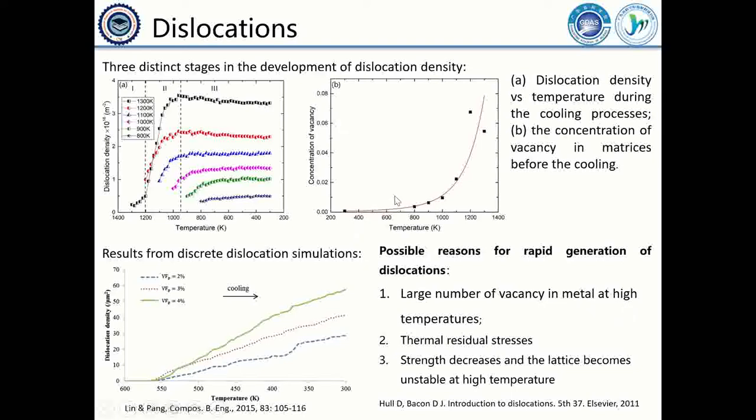There are three main possible reasons for the rapid increase of dislocations. First, the large number of vacancies in the metal at high temperatures, as we can see in figure B. And second, thermal stresses caused by the difference in coefficients of thermal expansion. And third, the strength of the metal matrix decreases, and the lattice becomes unstable at high temperatures.